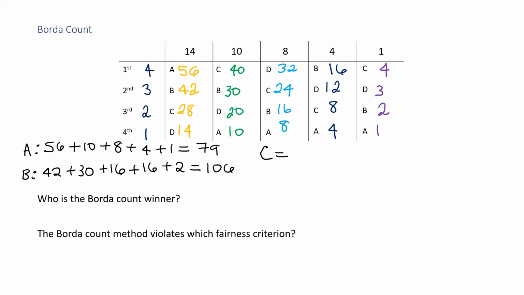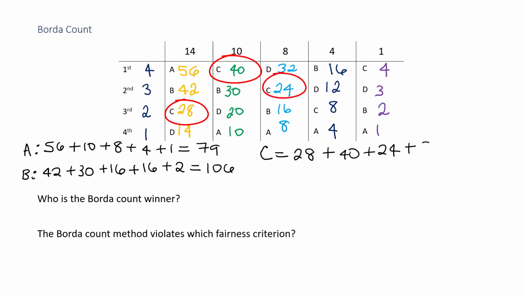Let's tally up the points for C. On the first one, C got 28. On the second one, C got 40. On the third, C got 24 points. On the next one, 8. And the last one, 4. 28 plus 40 plus 24 plus 8 plus 4 is 104.